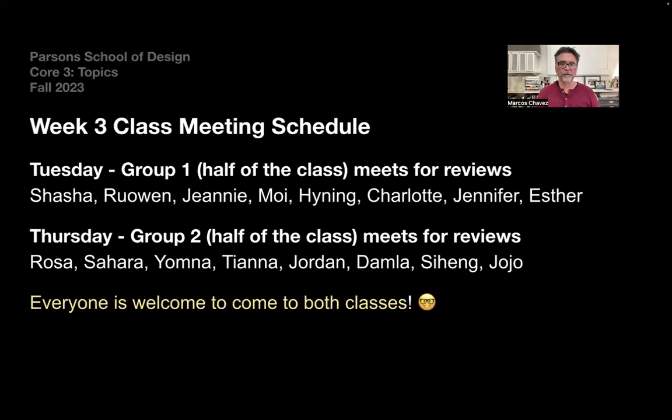who's going where. So on Tuesday next week, we'll have group 1, which is half the class, meet for their review of their concept presentation. That'll be Sasha, Rowan, Jeannie, Moy, Heining, Charlotte, Quiet, Jennifer, Esther. And then on Thursday, Rosa, Sahara, Yomna, Tiana, Jordan, Damla, Sihing, and Jojo. I'll put these in the email so that you can see it.